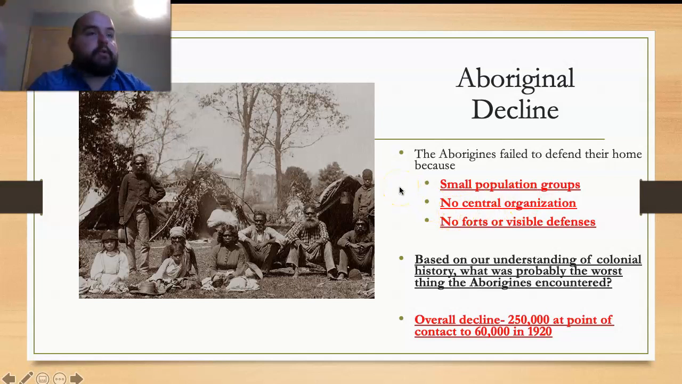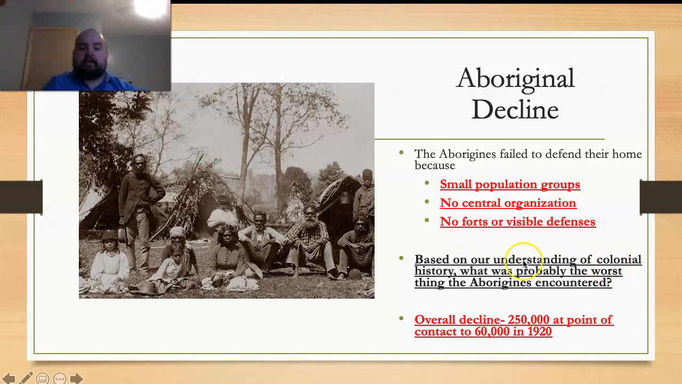The British Empire, of course, was massive and could draw on troops and resources from all across the world. Up till this point, due to their isolation, the Aboriginals had really had no cause to form any mass unity to fight off invaders, so it was very difficult for them to band together. Because of this as well, they had no real forts or visible defenses, so they had essentially no way to protect themselves against the British Army.